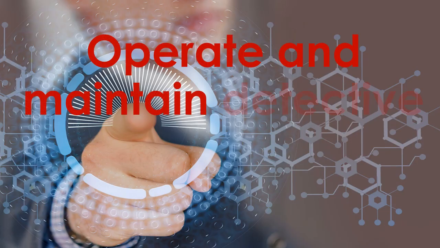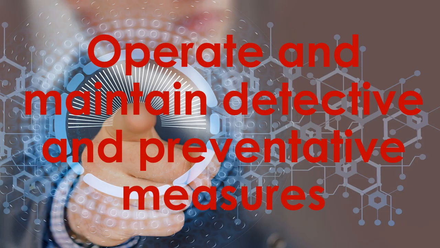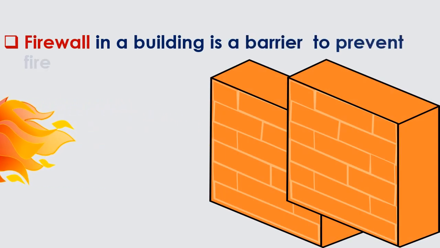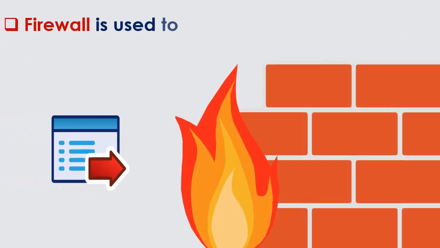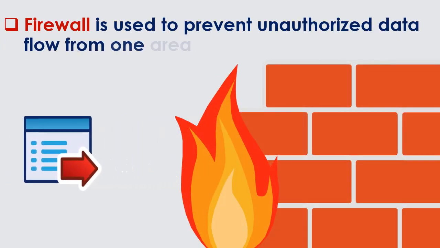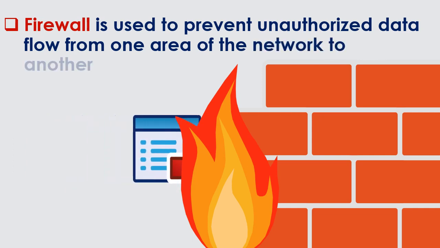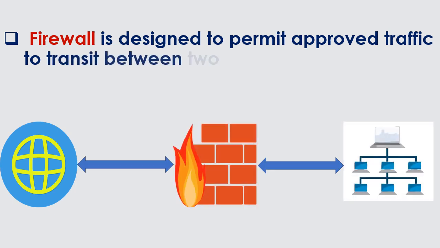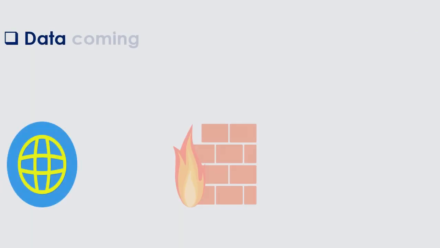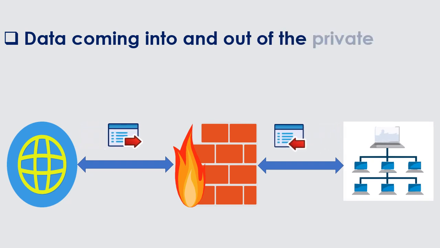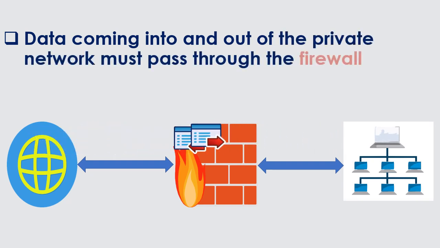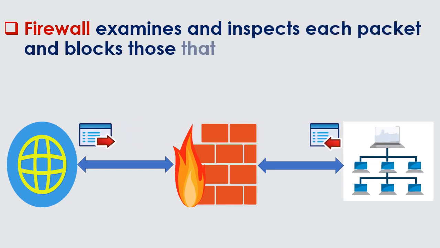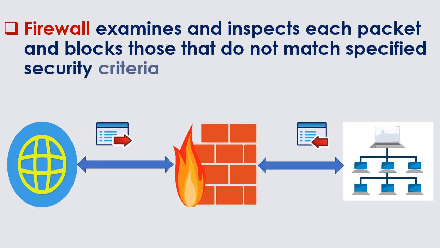Operate and maintain detective and preventative measures. A firewall in a building is a barrier to prevent fire. A firewall is used to prevent unauthorized data flow from one area of the network to another. A firewall is designed to permit approved traffic to transit between two environments. Data coming into and out of the private network must pass through the firewall. A firewall examines and inspects each packet and blocks those that do not match specified security criteria.